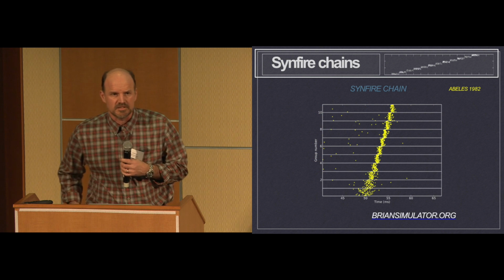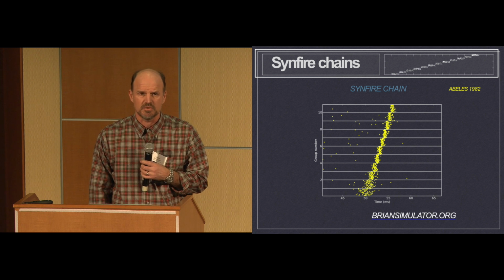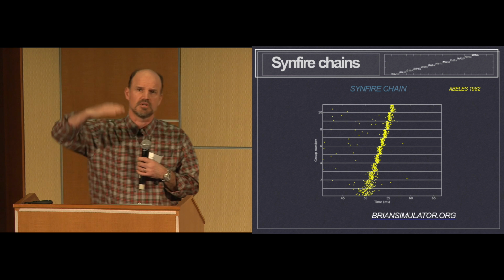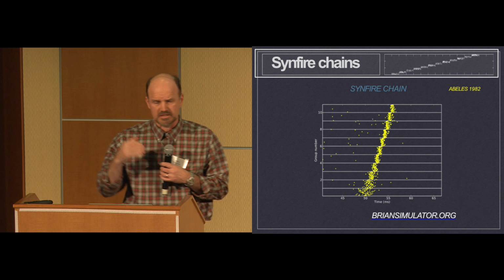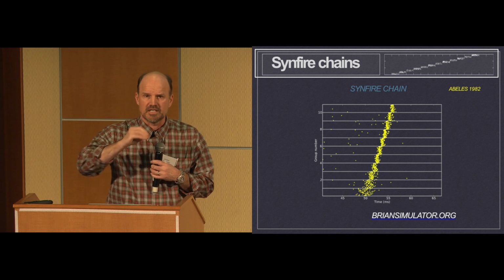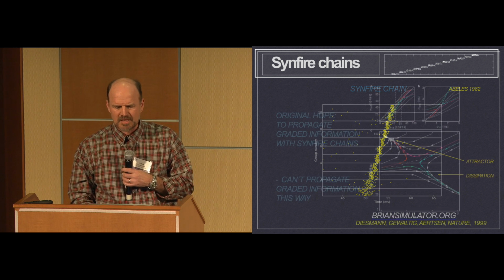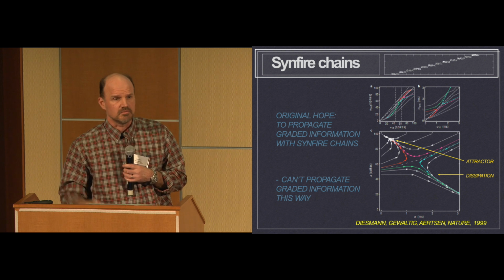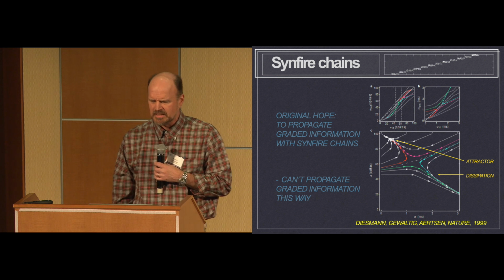A Synfire chain, these have been around for a long time. Abeles first published on these in 1982. It's a straightforward mechanism to think about. It's a feed-forward network of neurons. As long as the synaptic coupling is large enough, you put in a volley of action potentials, and it goes from layer to layer through the network. And it was thought for some time that that would be the thing that the brain used to communicate information from one place to another.